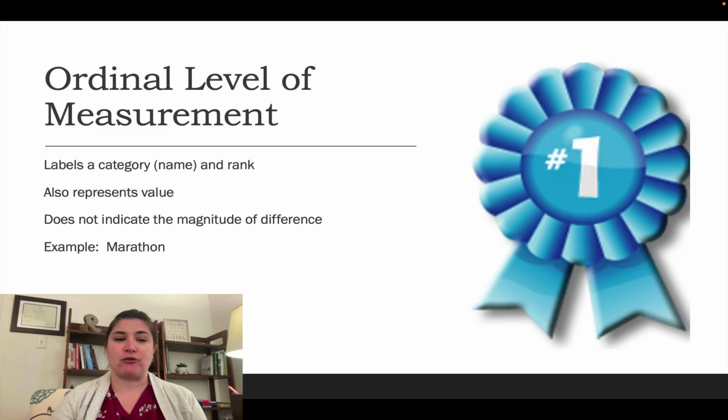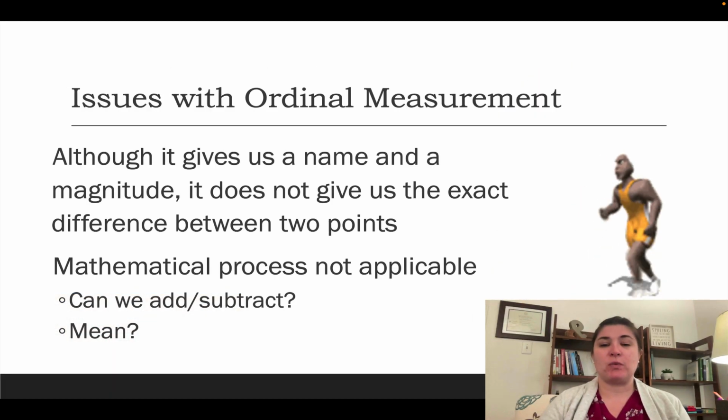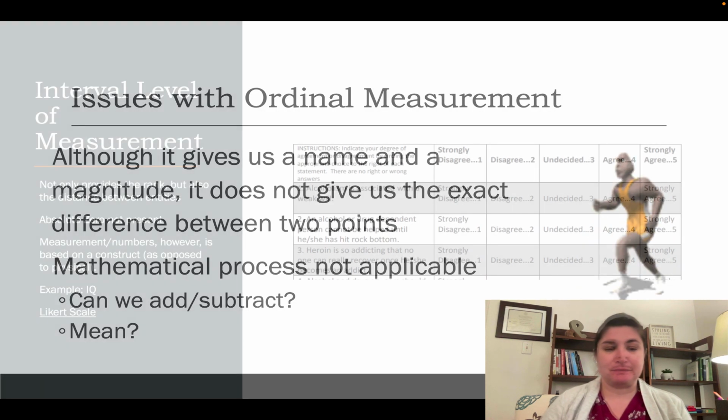An ordinal level of measurement labels a category, like a name, and its rank. So it does represent somewhat of a value, but it does not indicate the magnitude of difference between that value. An example would be ranking in a marathon, who comes in first, who comes in second, who comes in third. Here are the issues with ordinal measurements. Although it gives us a name and a magnitude, it does not give us the exact difference between 2 points. The mathematical process is not applicable. We cannot add or subtract, and we cannot necessarily get the mean.